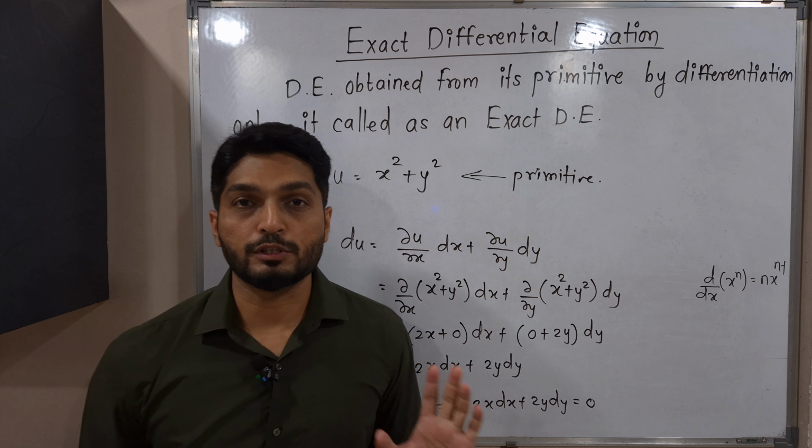A differential equation in this form, M dx plus N dy is equal to 0, is exact if del M by del y is equal to del N by del x. You can easily see M is a function of x and y, and N is also a function of x and y. For example, let me write one example here.